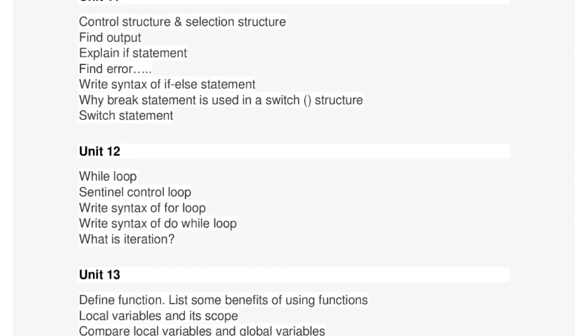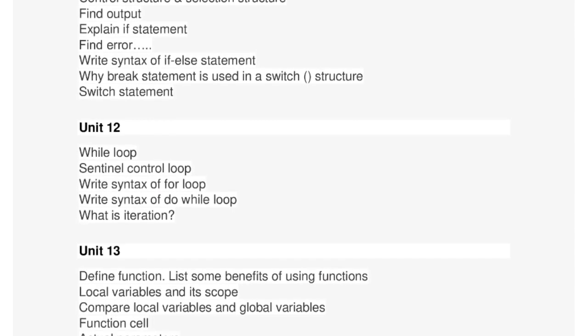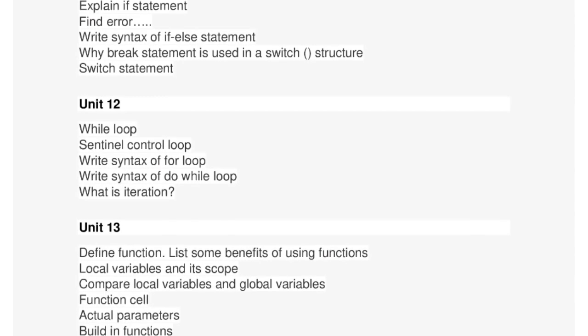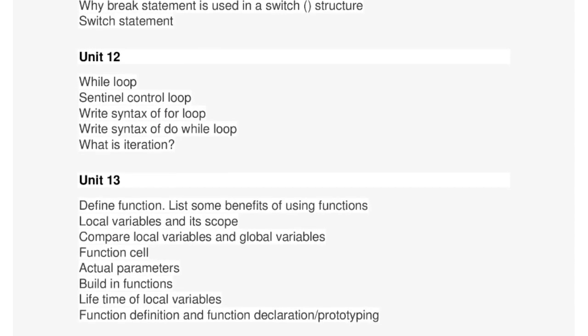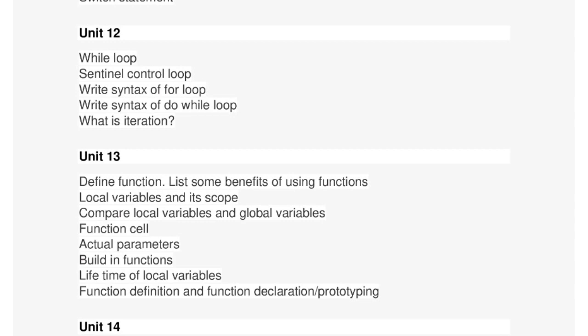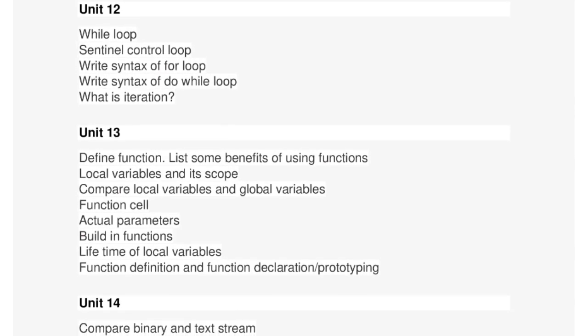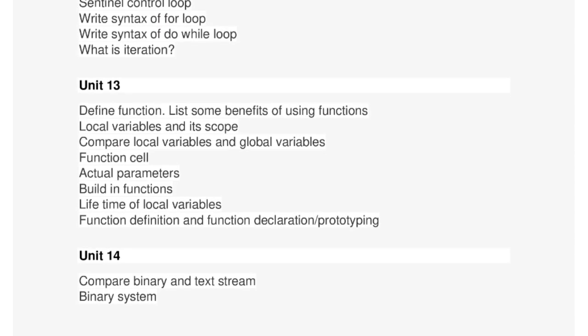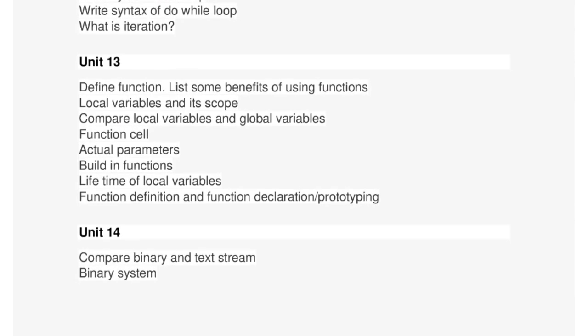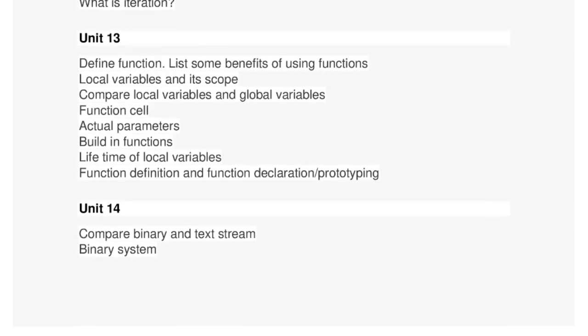What is iteration? Unit 13. Define function. List some benefits of using functions. Local variables and its scope. Compare local variables and global variables. Function call. Actual parameters. Built-in functions. Lifetime of local variables. Function definition and function declaration.